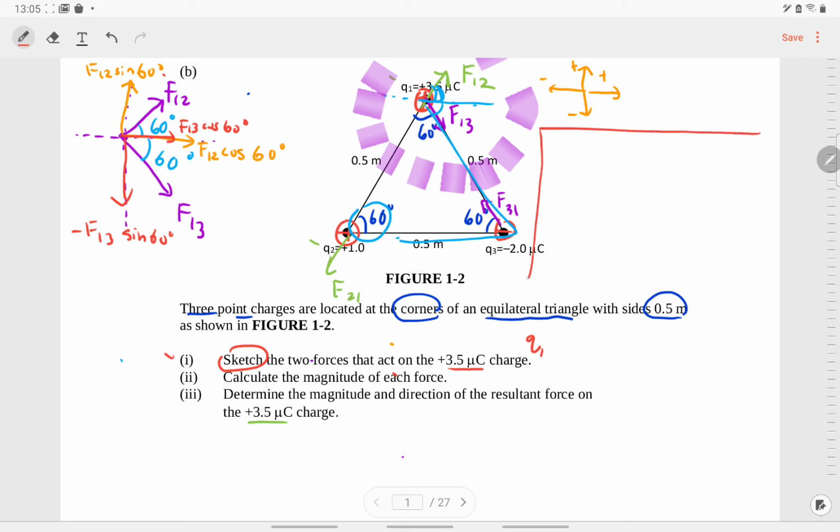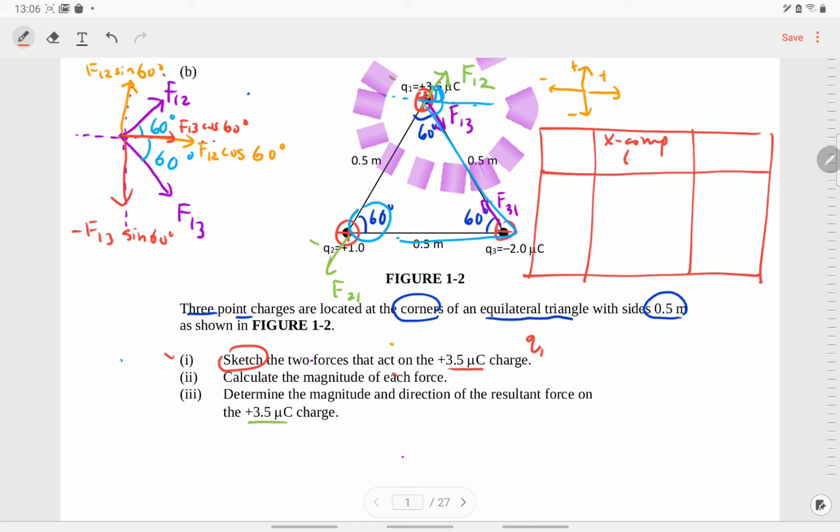Okay, so ini table kita lah. You boleh tulis kat sini for X component. Okay, unit is Newton. Kalau you tulis siap-siap dekat table ni, tak payah nak tulis di setiap table.